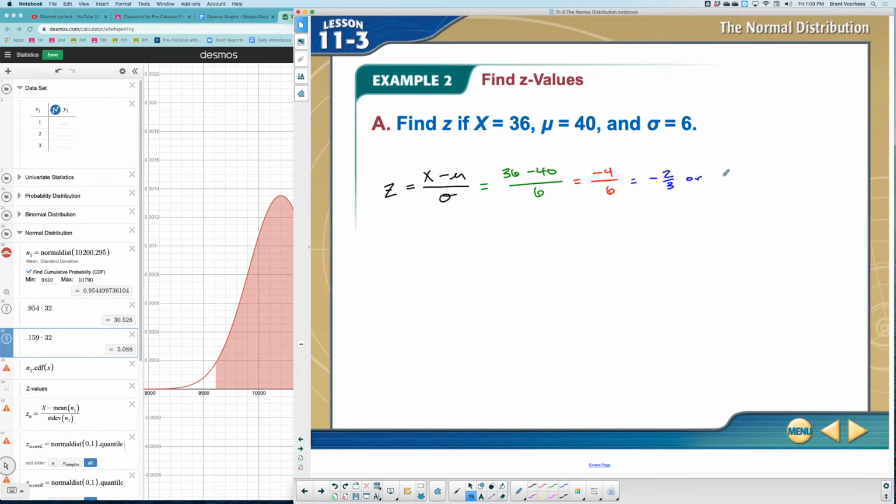Or approximately -0.67, 6 repeating. So what does that mean? That means 36 is 2/3 of a standard deviation to the left of the mean. That's what it means. So if you had the mean here, the 36 value would be 2/3 of a standard deviation to the left.